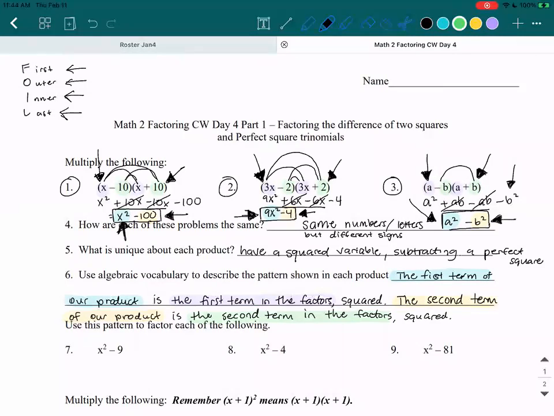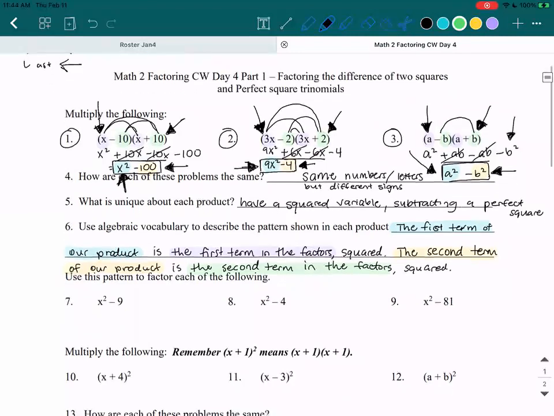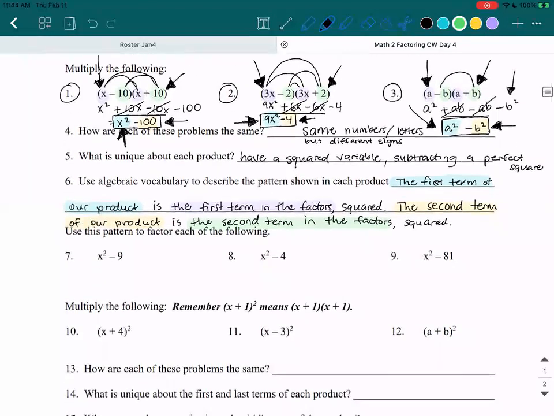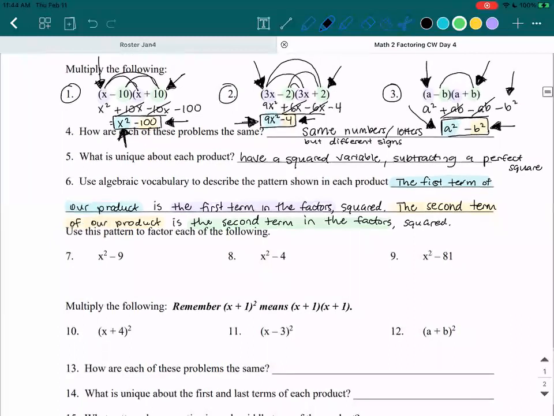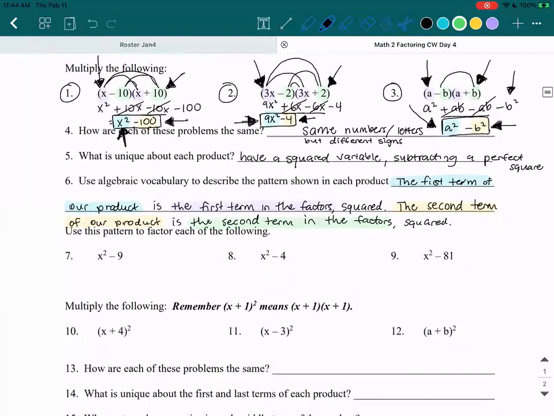So next, we're going to use this pattern to factor each of the following. So we know that the products end up being squared versions of the factors, essentially. So we know that x squared is something squared. Well, x squared is just x squared. So I'm going to put x there, and I'm going to put x there. The square root, I'm just going to write this on the side. The square root of x squared is x. So that's how I ended up with x in my factors.